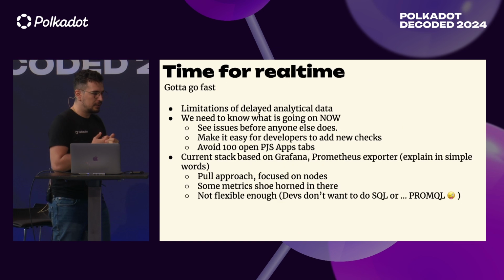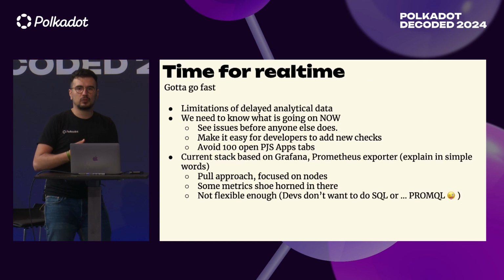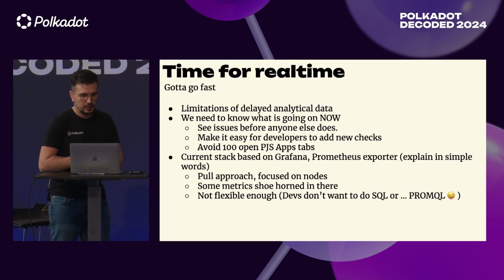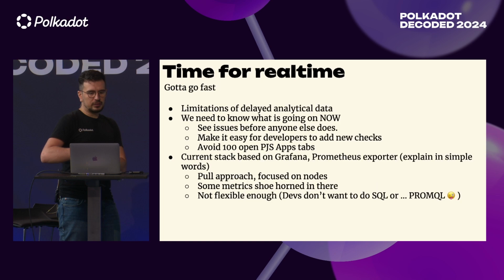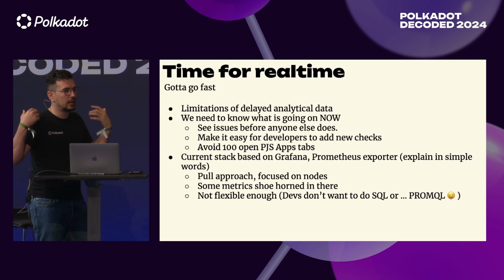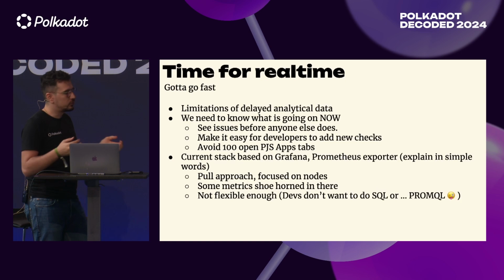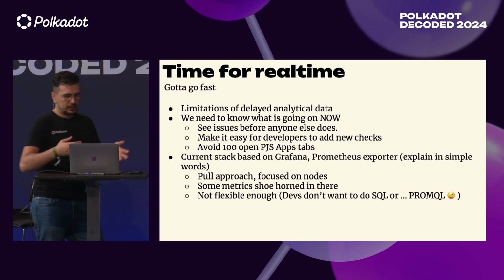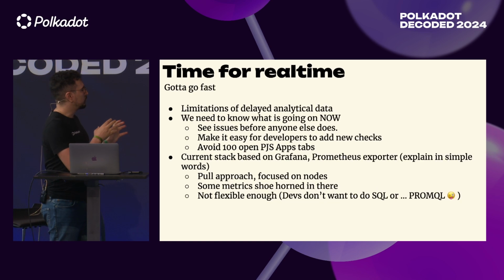So the time is now to go real time with our systems, especially as we have a lot of chains in the ecosystem. The limitations of the delayed analytical data just can tell us what happened wrong last week or in the last hour. We need to know what happened in the last 5 minutes and what we can do about it. The current, I would say, initiatives or people that try this out base their stack on Grafana, Prometheus.